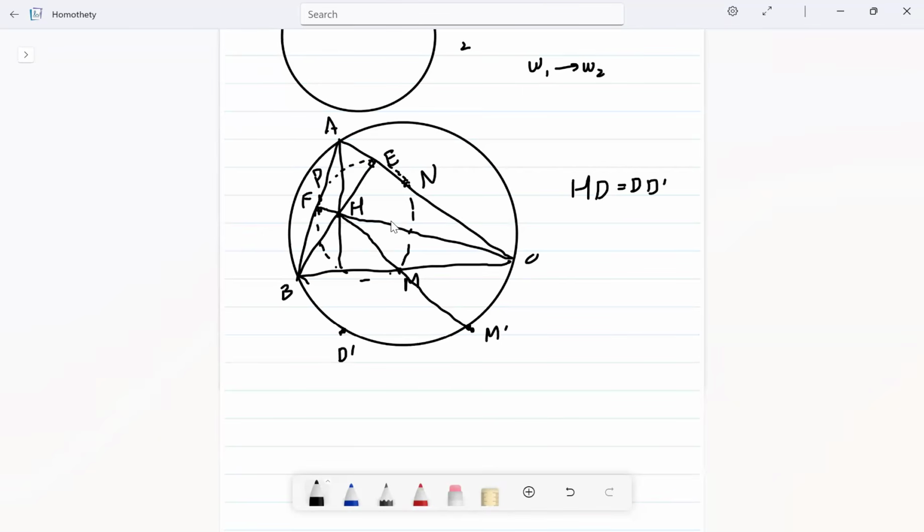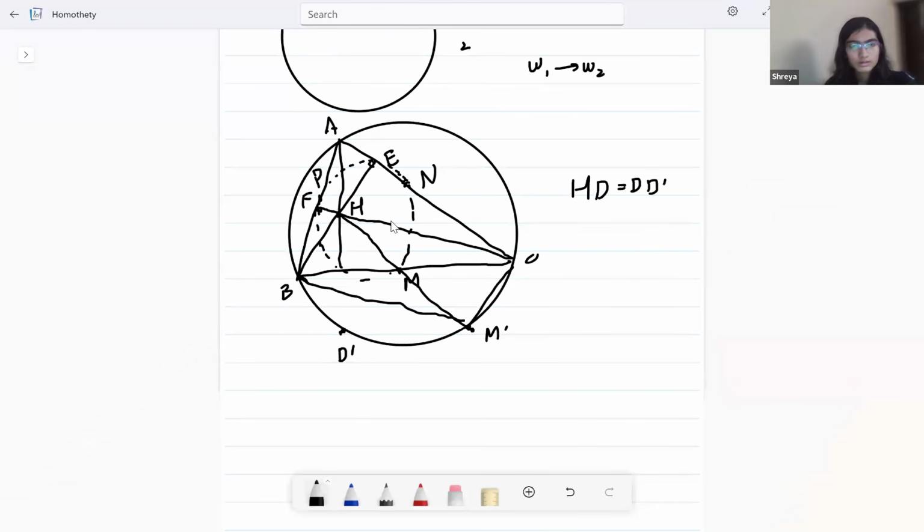And then this means that angle BM prime C is equal to angle BHC, and angle BHC is equal to 180 minus A. So that gives us that, and it also gives us a bit of additional info.